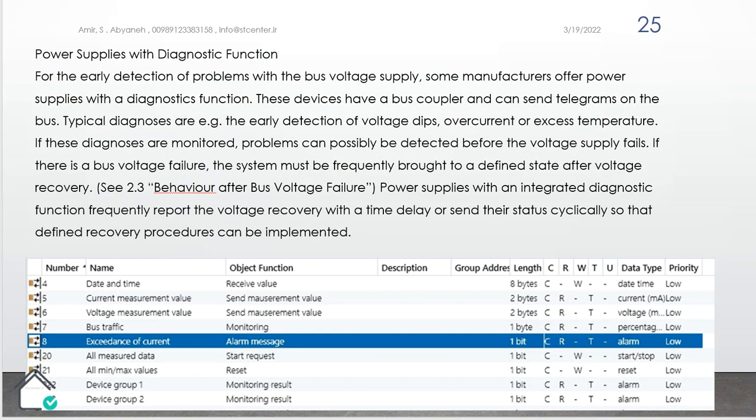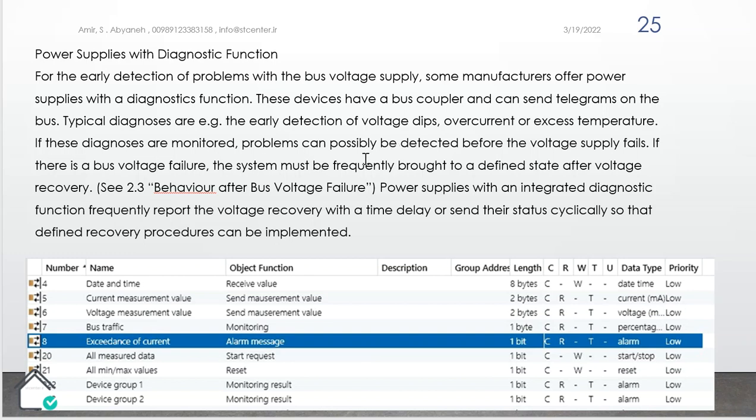And in the end, these power supplies with diagnostics function. Nowadays, there are many companies that provide us power supply units with diagnostic functions, and these functions are provided on the group objects. For the early detection of problems via the bus voltage supply, some manufacturers offer power supplies with diagnostics functions. These devices have a bus coupler and can send telegrams on the bus. Typical diagnoses are, for example, early detection of voltage dips, overcurrent or excess temperature. If these diagnoses are monitored, problems can possibly be detected before the voltage supply fails.